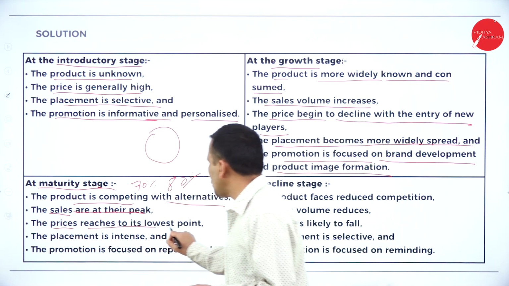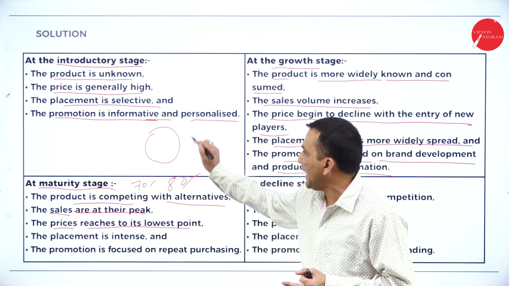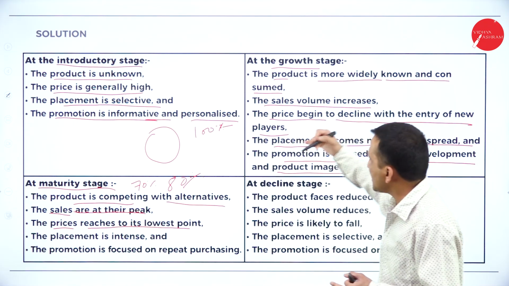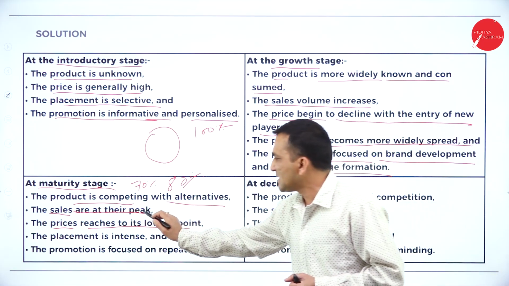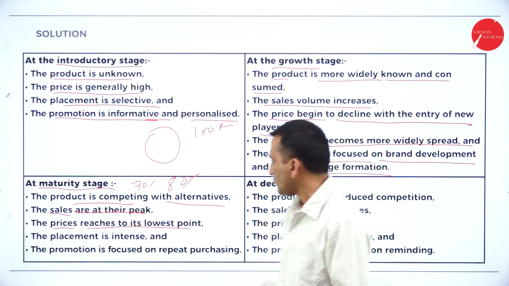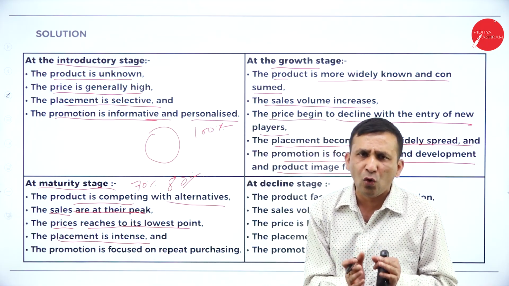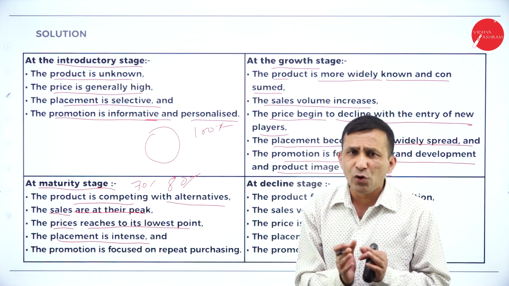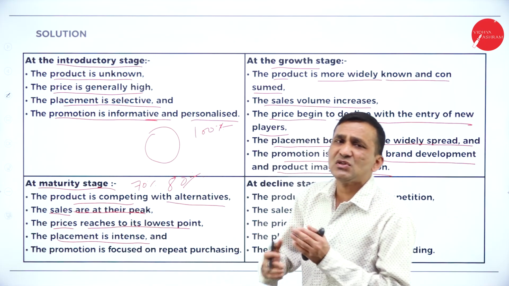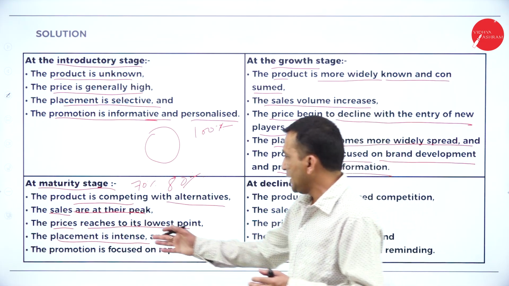The price reaches its lowest point because you start reducing it. At the introduction stage, you charged an MRP of 100 rupees; now it is gradually reducing, because competitors came and you need to reduce your price. The placement is intensive. Again, you go to different areas, a new segment, or a different area, based on the factors influencing the consumer. So obviously you need to think.